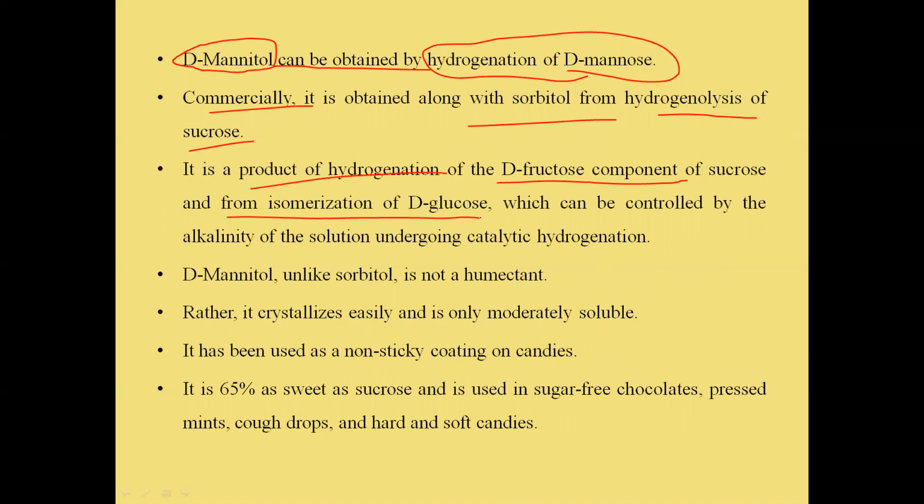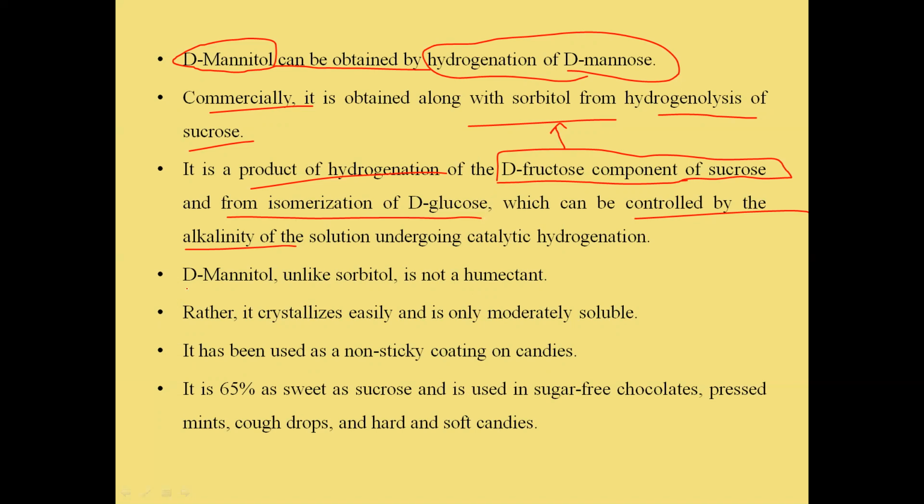If you remember the last reaction, we saw that under alkaline conditions, ketoses like fructose can be converted to the corresponding aldose sugar, that is glucose. Whenever we have controlled alkalinity, we can also reverse the reaction, that is, aldoses can be isomerized to ketoses. In that case, the D-fructose component of sucrose is mainly involved in producing sorbitol and mannitol.